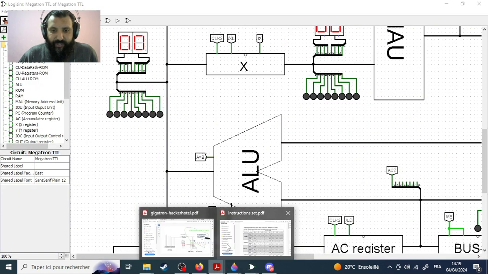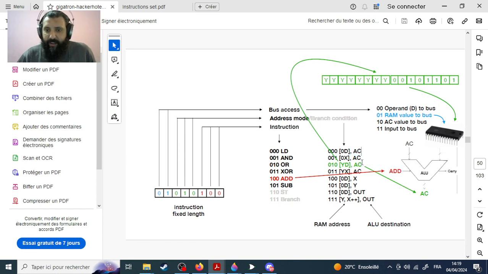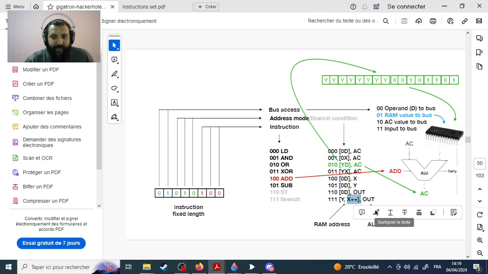If we look at the instructions here, for the address, the only addressing mode that increments the X is the last one. If we put 111, we have X plus plus. You have to understand that this kind of mode is used specifically for arrays, and I have to be precise about what kind of table. This mode is precisely used to display the image on the screen.